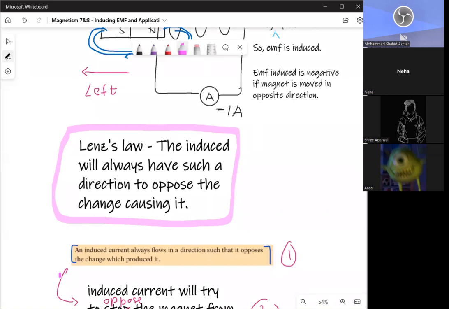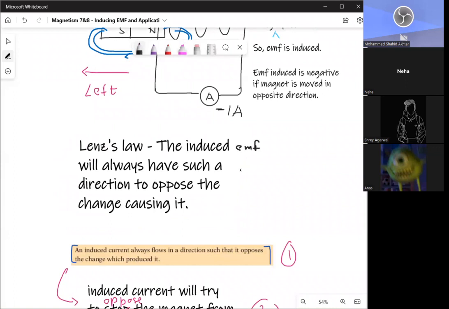All right, are you done? Neha, can you hear me? Yeah, one second. This last word. Of course. The induced EMF. This is EMF. Oh yeah, that's what I was going to ask. Is the induced what? Yeah, fine.